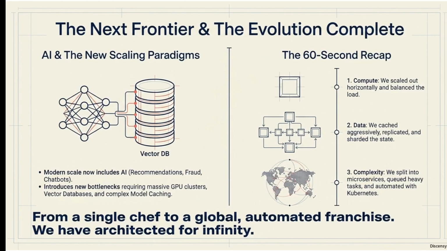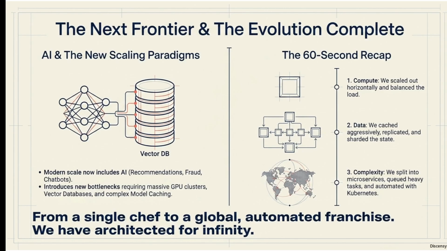The next frontier and the evolution complete. AI and the new scaling paradigms. You can see modern scale now includes AI, or you can also relate it with the real world where you'll find the new AI era coming up. So modern scale now includes AI, recommendations, fraud, chatbots, and all. It introduces new bottlenecks requiring massive GPU clusters, vector databases, and complex model caching.